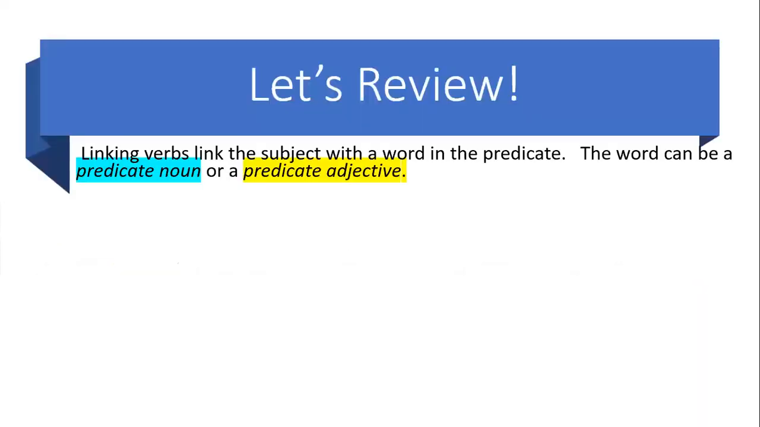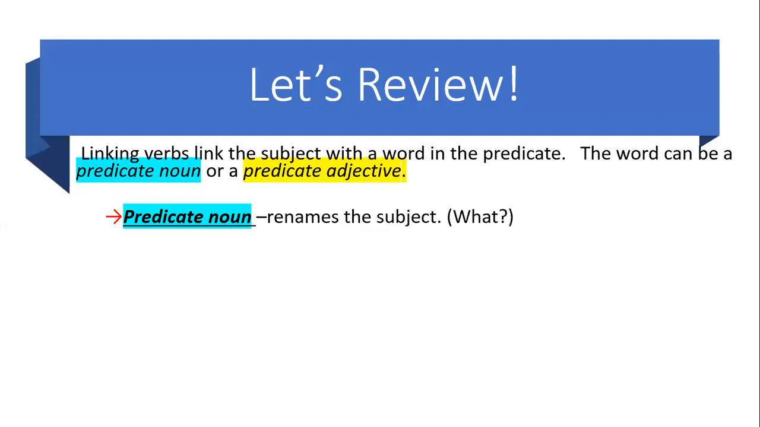So let's review. Linking verbs link the subject with the word in the predicate, and this is why at the beginning of the lesson I used a chain. You know how a chain is, it's put together, it's like linked, every single rod is put together with each other. So a linking verb links the subject with the word in the predicate. The word can be a predicate noun or a predicate adjective. When can it be a predicate noun? Well, when it renames the subject. It usually answers to what.